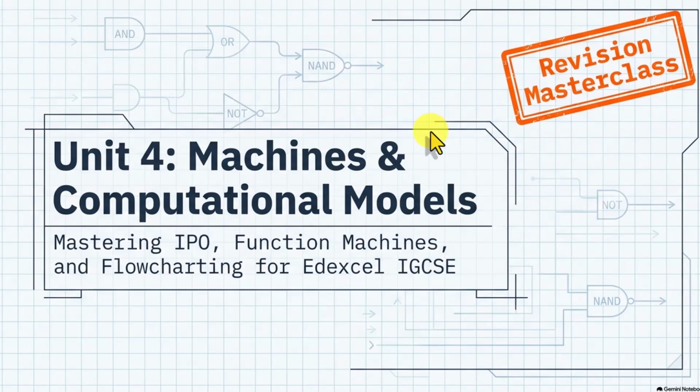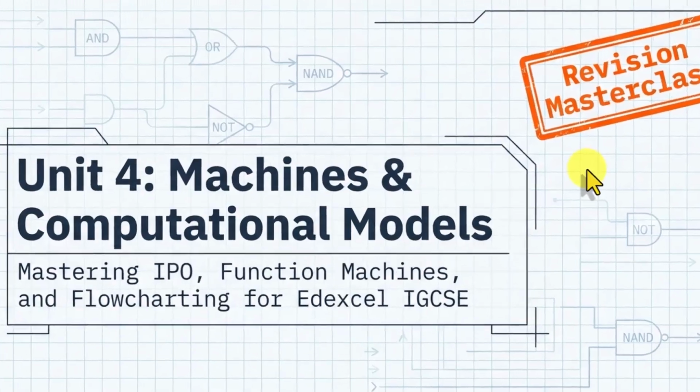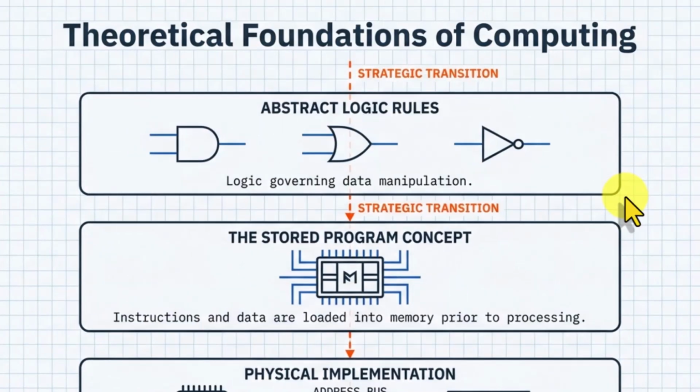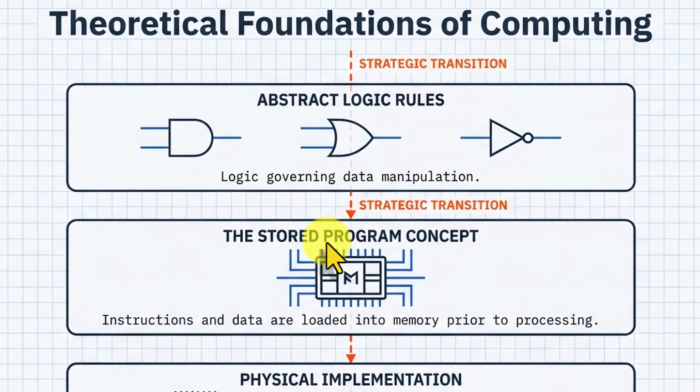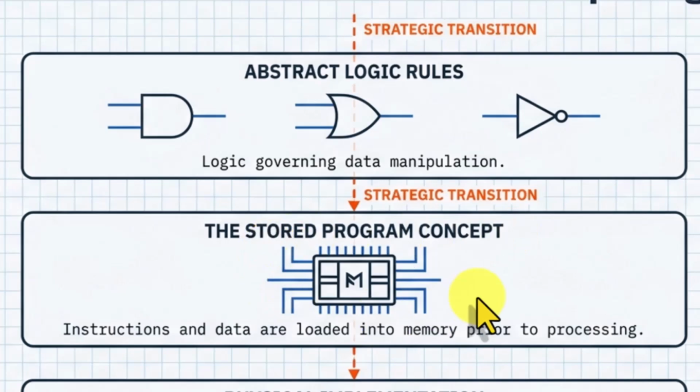We will understand function machines and, once again, have a short revision of flowcharts that we studied in chapter 1. Overall, what we have to understand is that a computer works with abstract logic rules, logic governing data manipulation, with AND, OR, and NOT that works inside the processor. Then we have the stored program concept that we have to discuss in this chapter: what that is and why it is important.